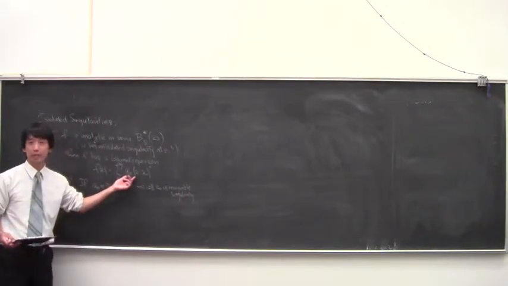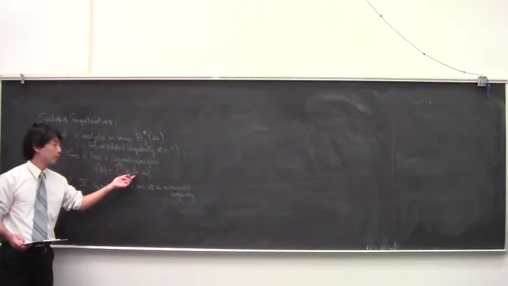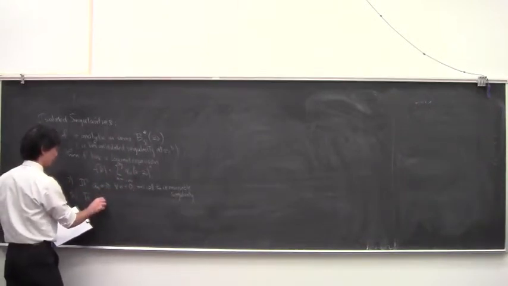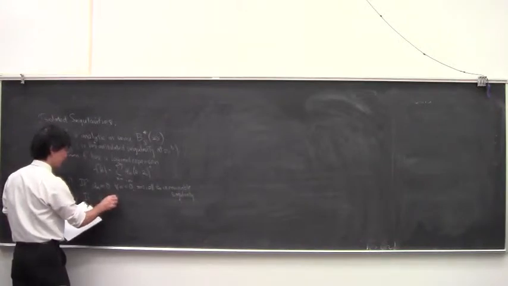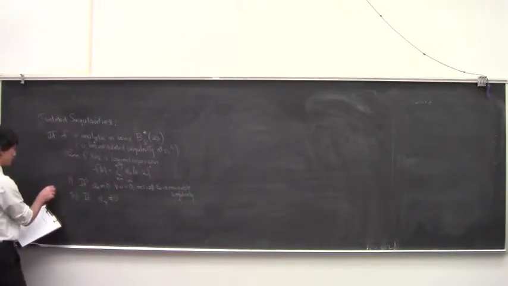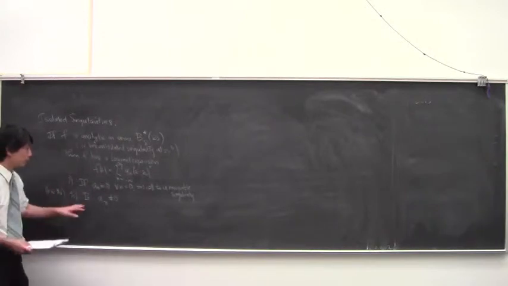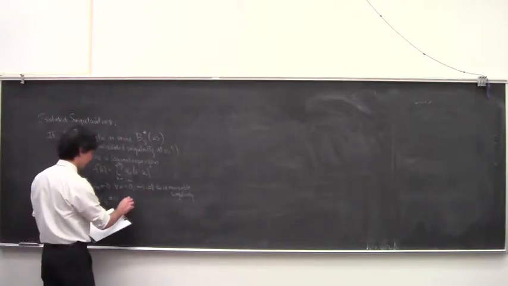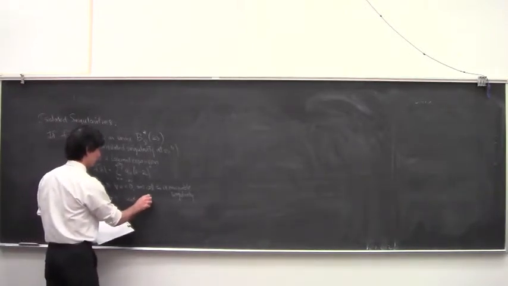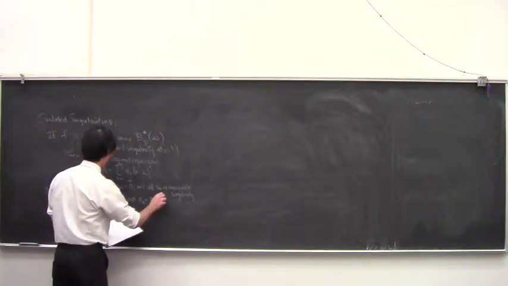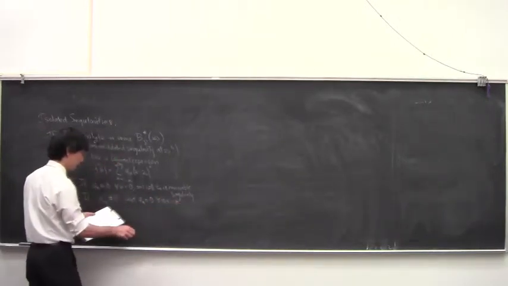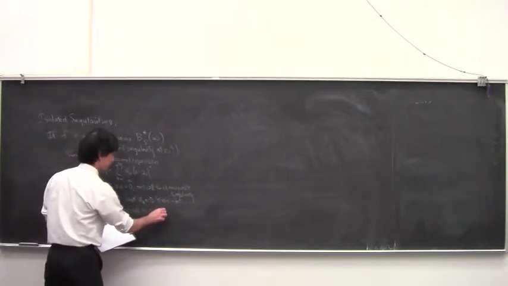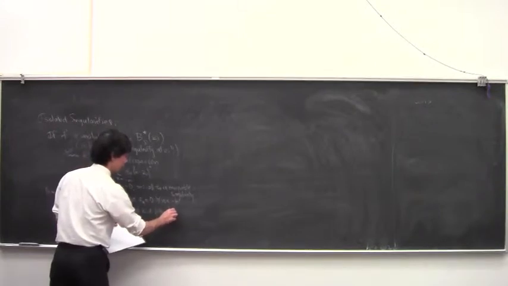If a finite number of the negative terms are non-zero, then you say it has a pole. So if a sub minus k is non-zero, where k is some natural number, and a sub n equals 0 for all n less than negative k, then we call z naught a pole of order k.